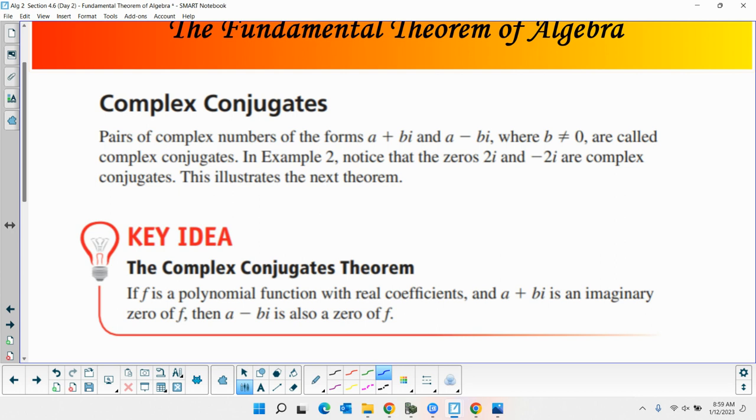Conjugates, complex conjugates. A plus bi and a minus bi are complex conjugates. All right? They come in pairs. 2i and negative 2i are complex conjugates. Okay? So, if they tell you 2i is an answer, a 0, that means negative 2i is also an answer. Okay? And then you're supposed to write that factor, and then FOIL. You're going to do lots of FOILing today to get it back to the original problem. Okay?